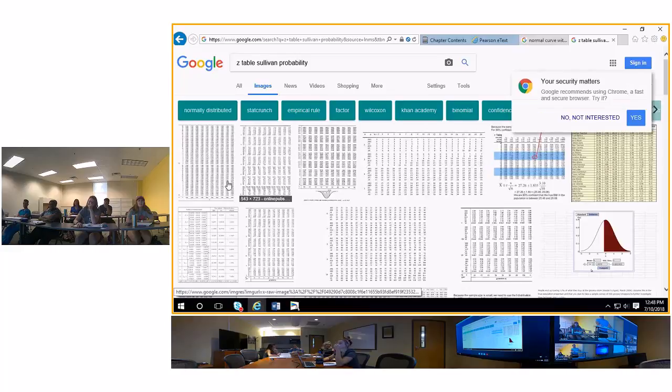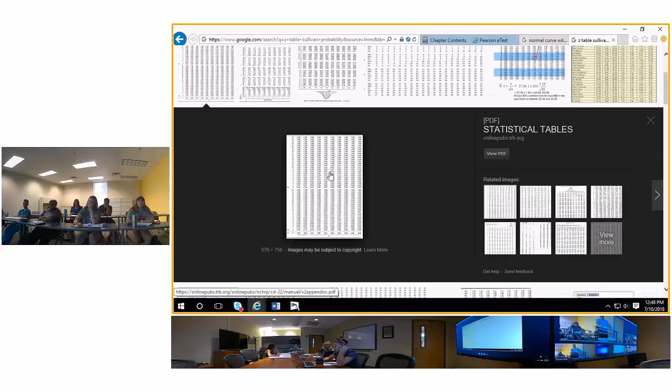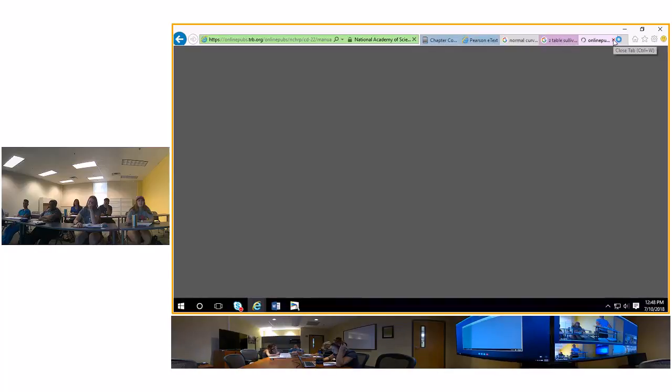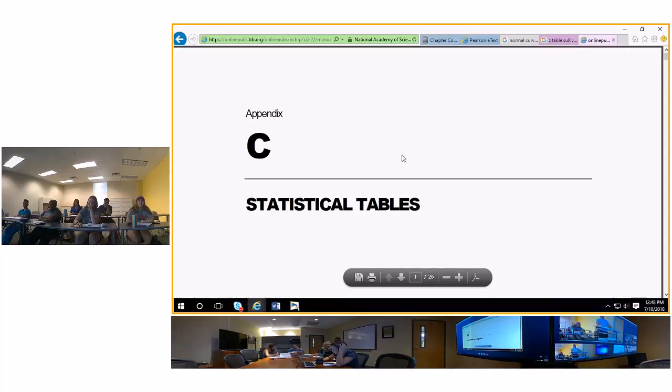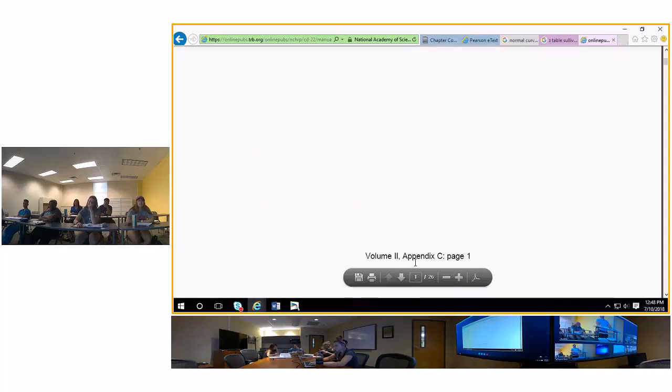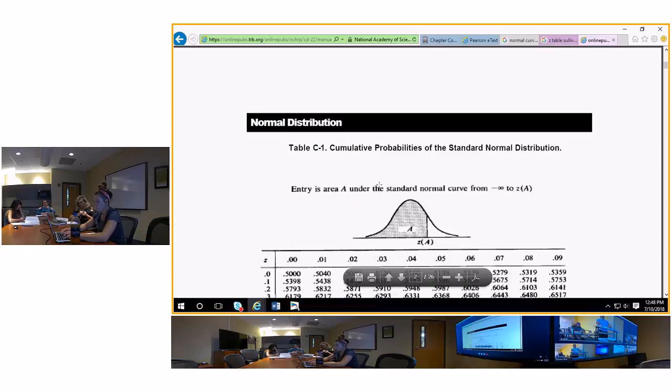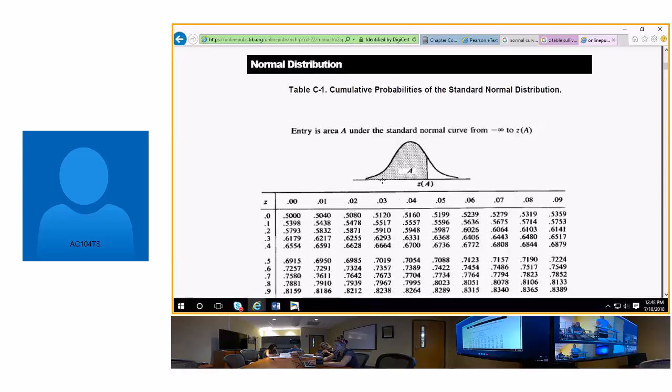I'm just going to pull one up. It's probably going to be the wrong one. That's the problem. They make them so small that it'd be better if maybe I could pull up a PDF. There we go. Normal distribution. And if you'll look, it says area under the standard normal curve on the what side of the mark? Left side. Everybody see that?